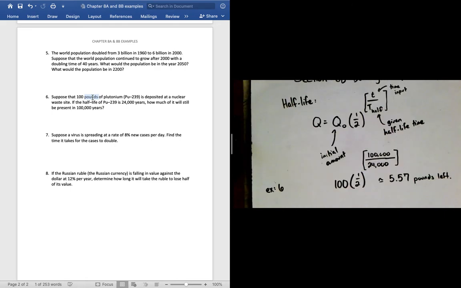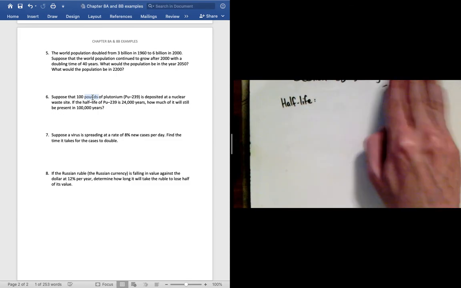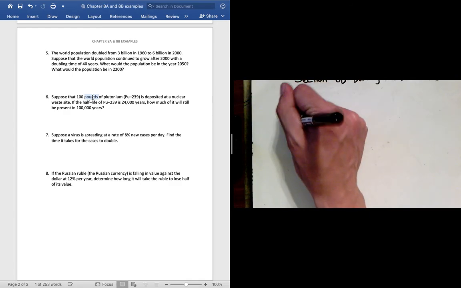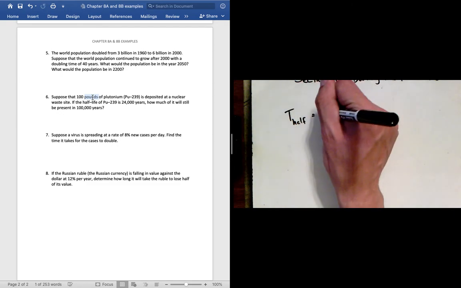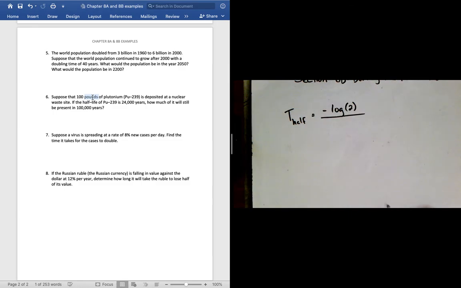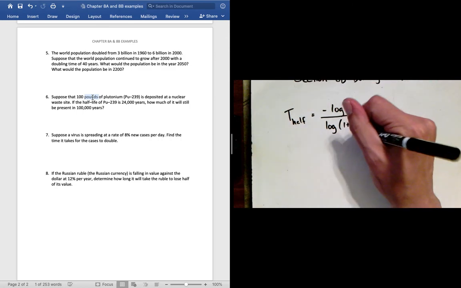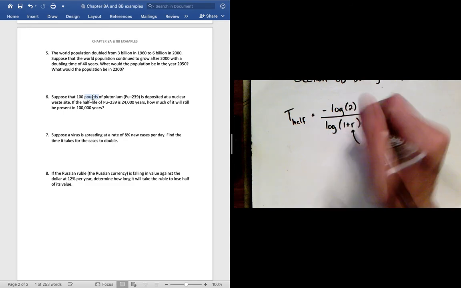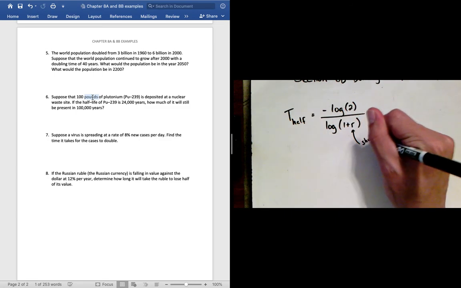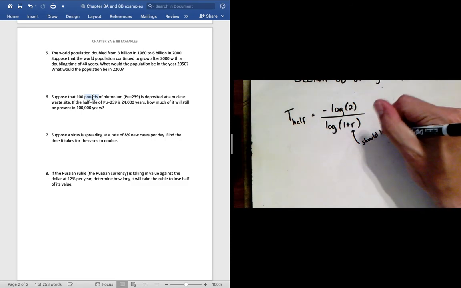Lastly, we look at that process of finding the half-life time, just like we did finding the doubling time. We get a formula. It tells us that T1/2 is equal to negative log of 2 over log of 1 plus r. Remember that r is a growth rate or a decay rate. For the T1/2 problems, r should be negative because we are losing value. So the rate is decreasing. We want a negative r.